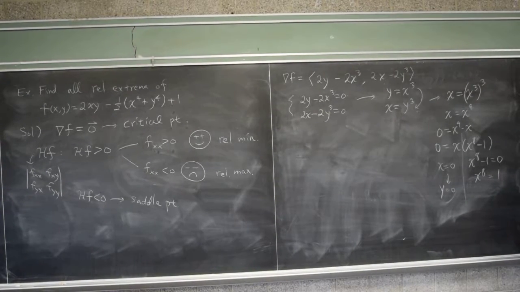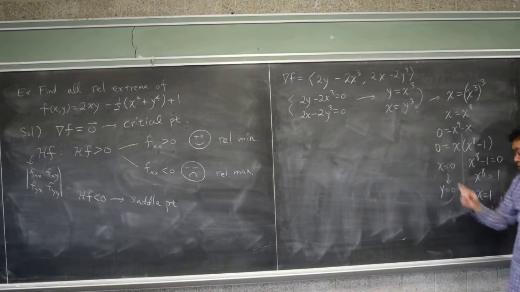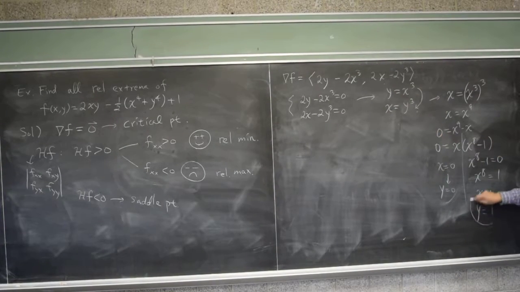So what can x be? 1 or negative 1. So there are two cases. x is 1 or x is negative 1. Now when x is 1, what's y? Because y is x cubed, if x is 1, y has to be 1. And if x is negative 1, y has to be negative 1.